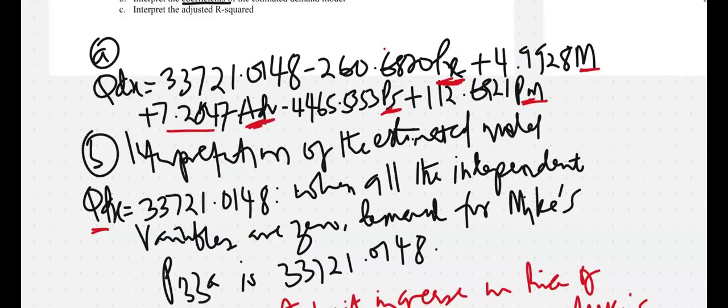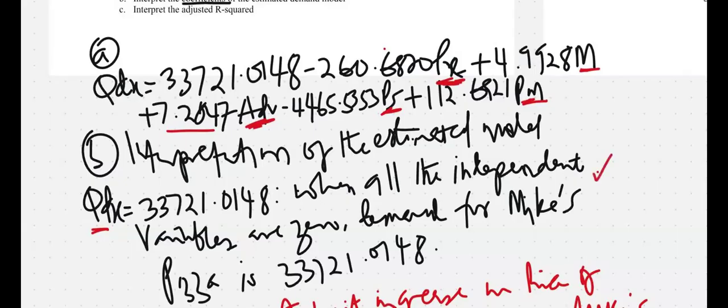So we are going to be left with 33,721.0148 minus 0 plus 0 plus 0 plus 0 plus 0. So in all, it's going to be QDX equals 33,721.0148 plus 0, which will give us 33,721.0148. So that's the interpretation for the first one, the intercept.